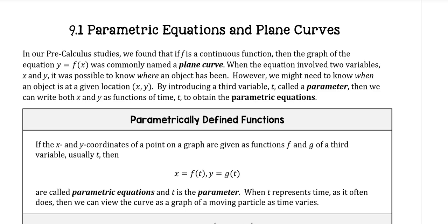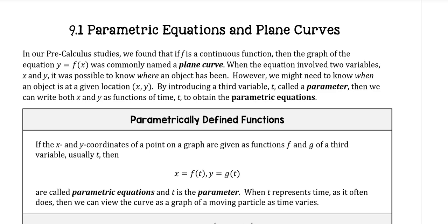This is Lesson 1 of Unit 9, Parametric Equations and Plane Curves. So this is going to be a review of parametric equations, and from there we're going to build on that to talk about how calculus is related to parametric equations and eventually polar coordinates.